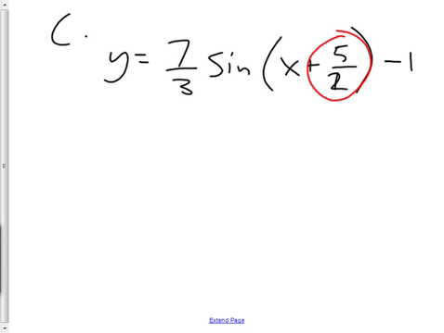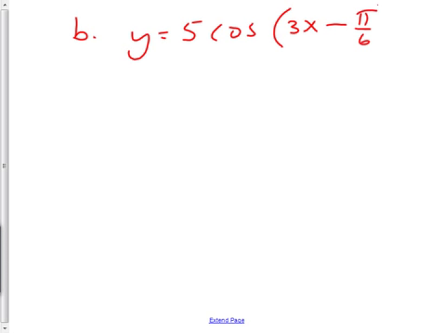Okay, but if there had been a number in front of the x, then on that kind, we have to do a special thing for the phase shift. Is there one like that on your sheet somewhere? Yeah, B, as in banana. KV, would you read me B? y equals 5 cosine parentheses 3x minus pi over 6.